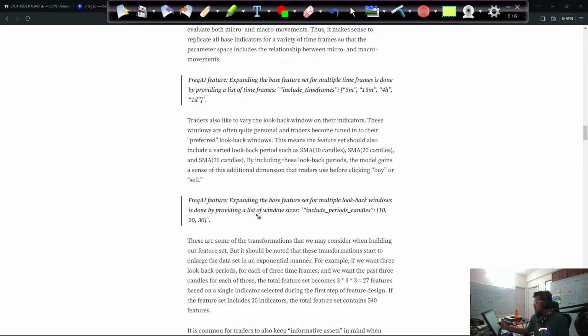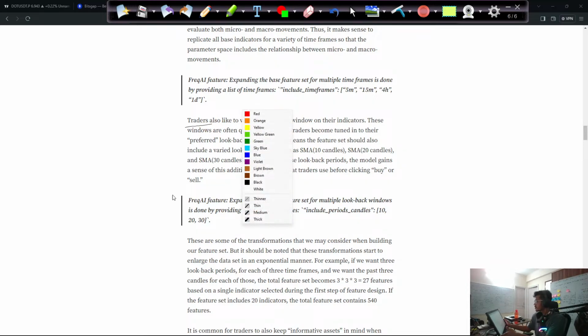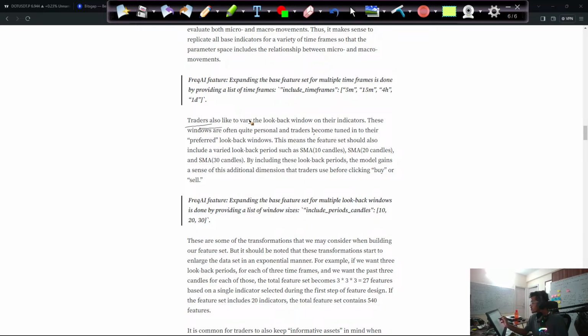Okay, so traders also like to vary the look back window on their indicators. These windows are often quite personal, and traders become tuned into their preferred look back windows.